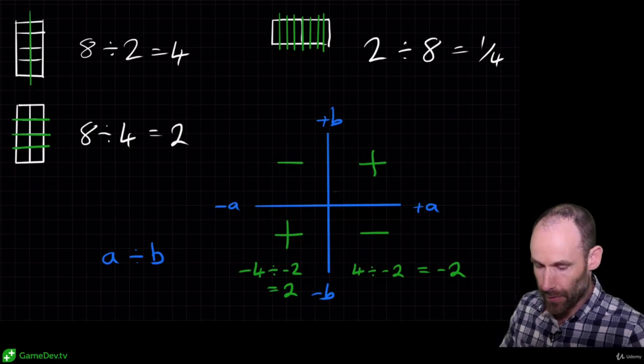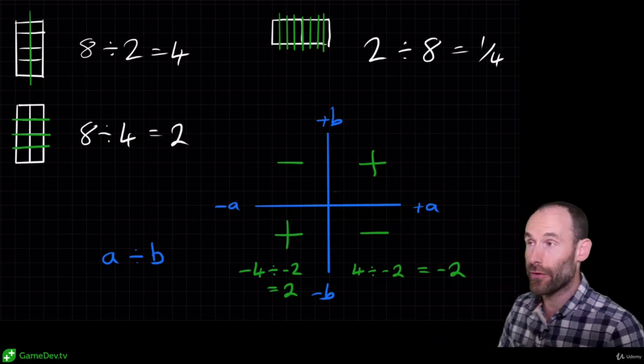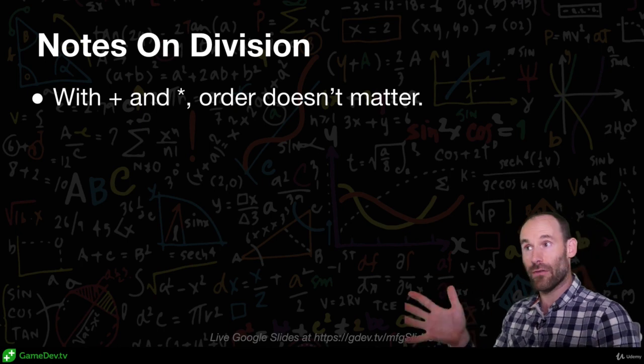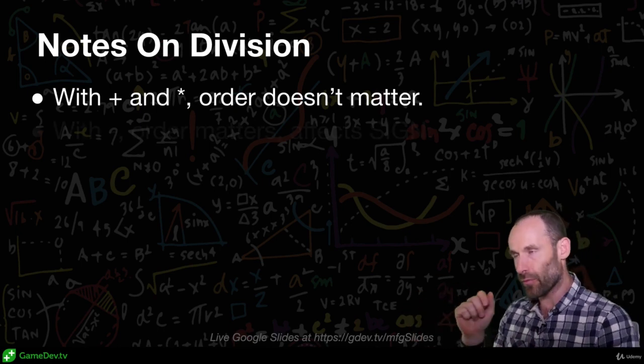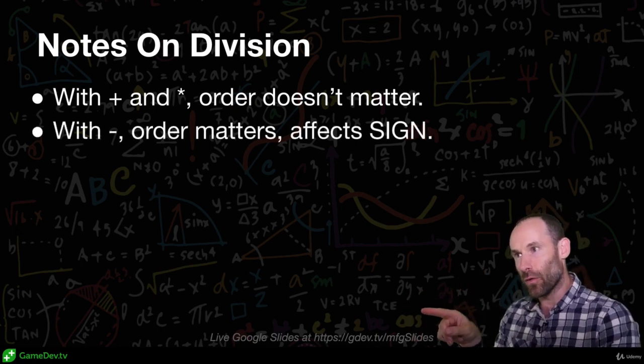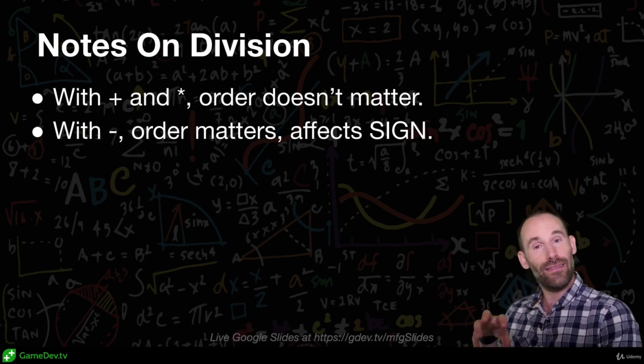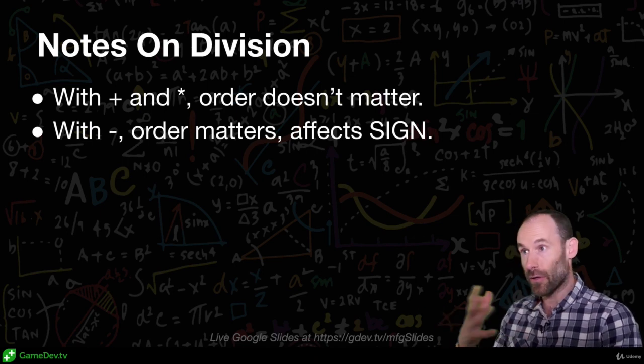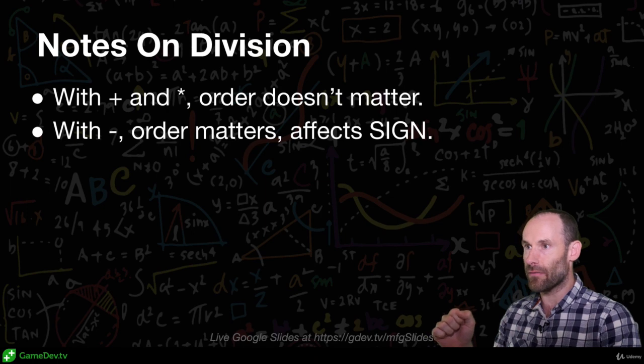So let's dive over to the computer for a minute and just look at a few other notes on division for you. With plus and times, the order doesn't matter. It doesn't matter which order you do them in. But with subtraction, the order matters. It affects the sign of the answer. You're going to get the opposite sign. You're going to get a negative if you do it the wrong way.